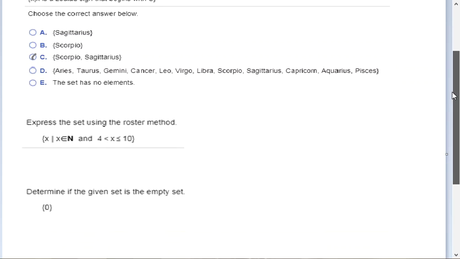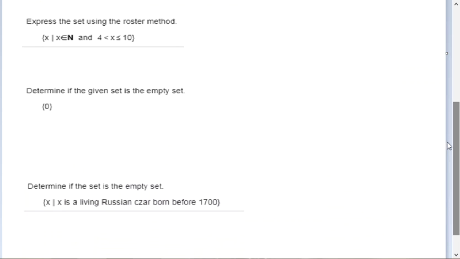Okay, let's take a look at one down here. Now let's express this set using the roster method. Something you need to know about this capital N that we see right there: capital N is the set of natural numbers. It's the set of natural numbers, and those are your counting numbers.